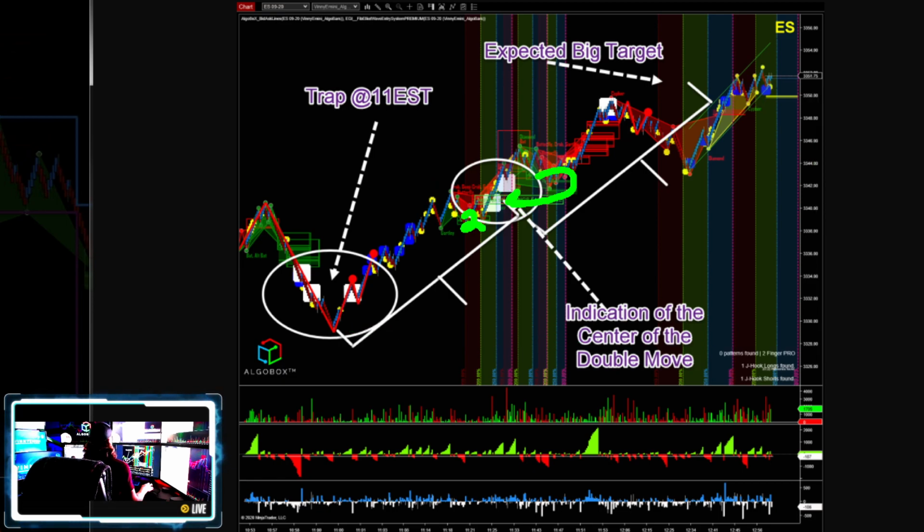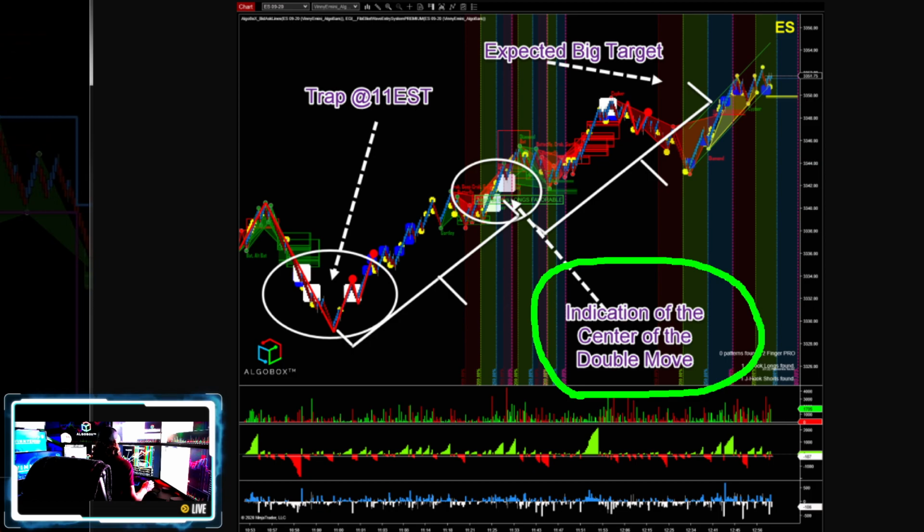Now, how do we know that? Why do I know that this is the center point? Because you see right here, we said indication of the center of the double move. Did we know that ahead of time? Did I know that back here? No. And this is why I'm saying this is a technique that you have to learn and watch.